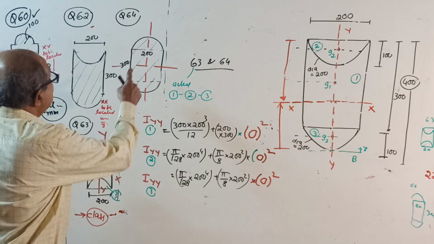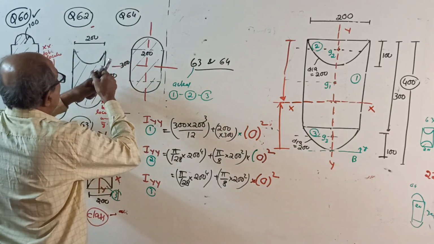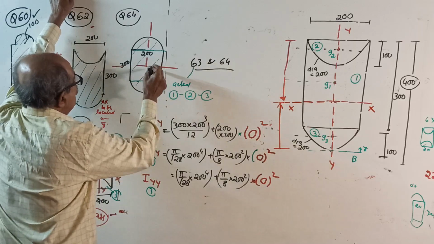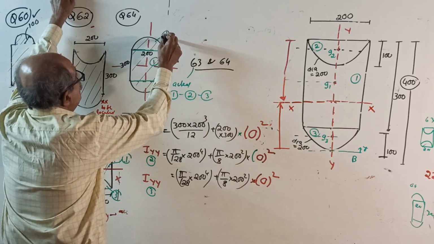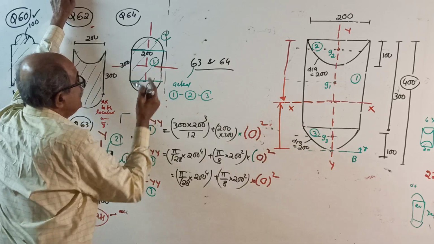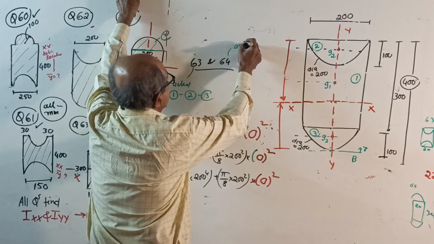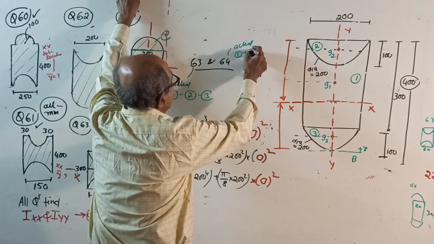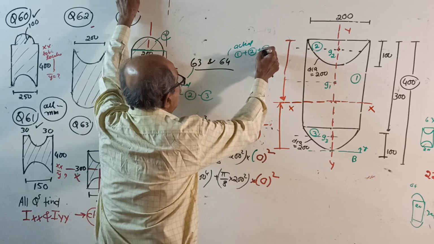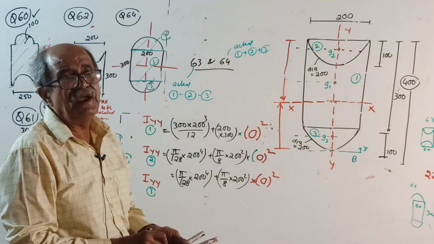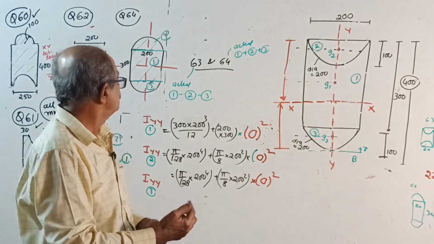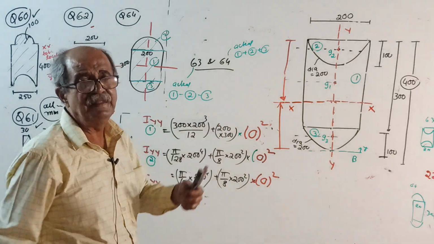And for 64, you divide this way: 1, 2, 3. There is nothing removed here. All are there. So, for 64, your actual is 1 plus 2 plus 3. So, final I is I1 plus I2 plus I3. I forgot to tell that one, so I am telling now. Now I will clean the board.